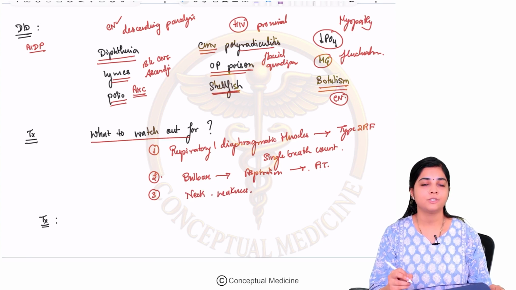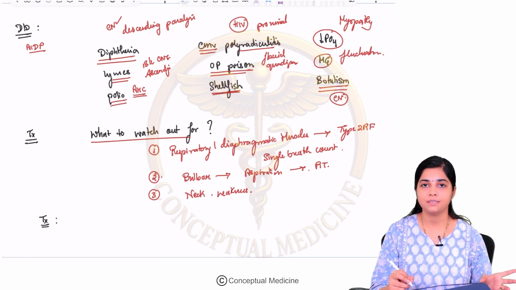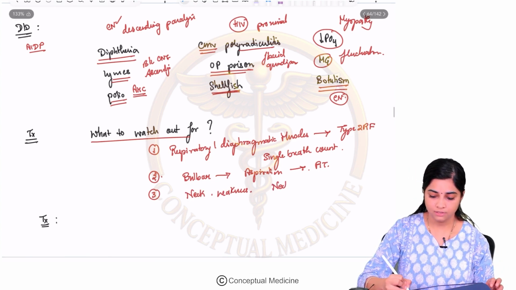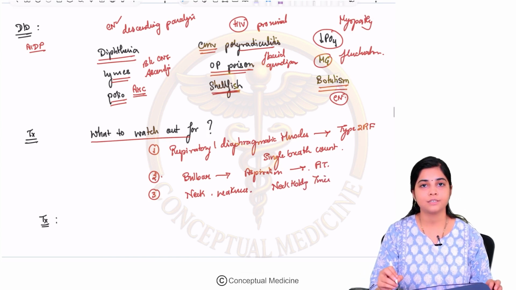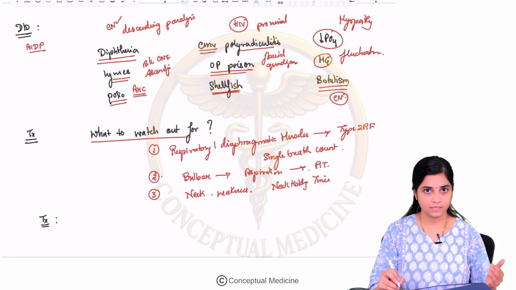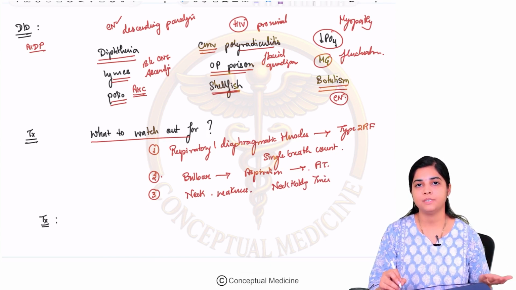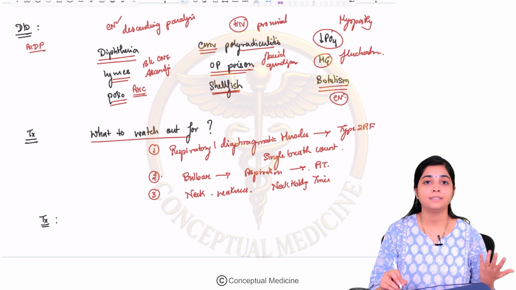So every time a GB patient is admitted, apart from your single breath count, you also have to see your neck holding time, right? So if there is evidence of neck weakness, if there is a low single breath count, all of this means that the GB syndrome is progressing rapidly and they may require a mechanical ventilator.